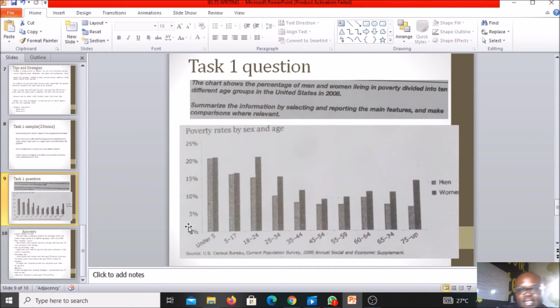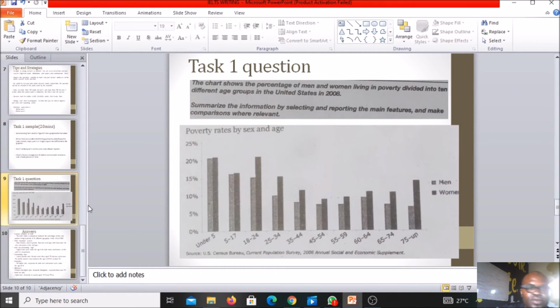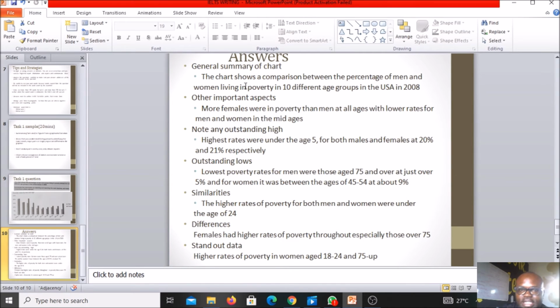So what is the next point that you give now? The next point, in order to get it, look at other important aspects. What is the next thing that you can see? The first thing you've said now is a general summary about what the chart is saying. You're saying that the chart is about comparison. You're comparing men and female over different ages. That's what you've written in this first one.